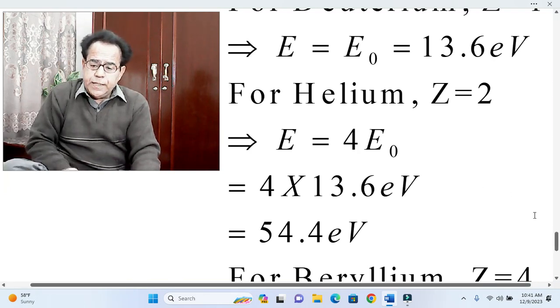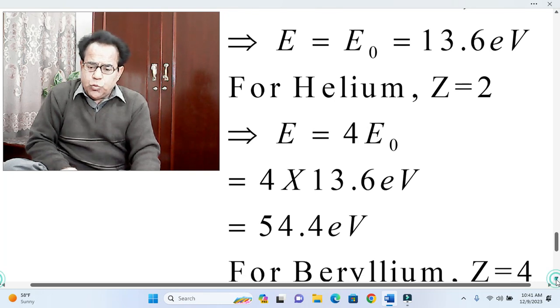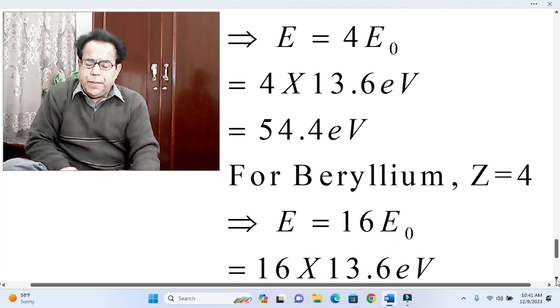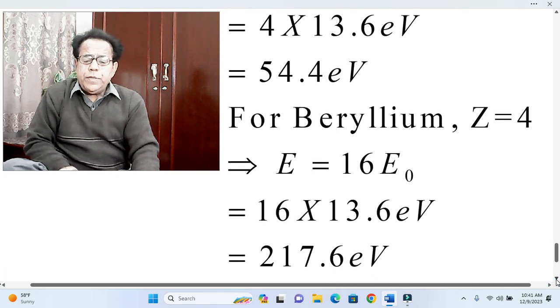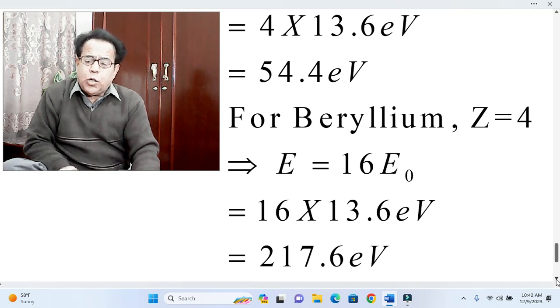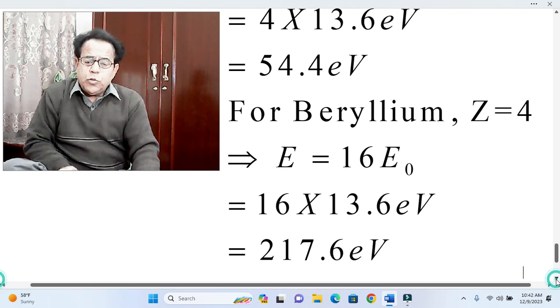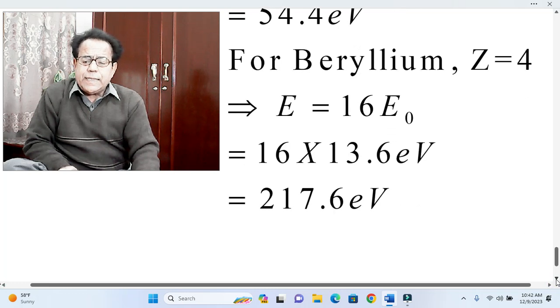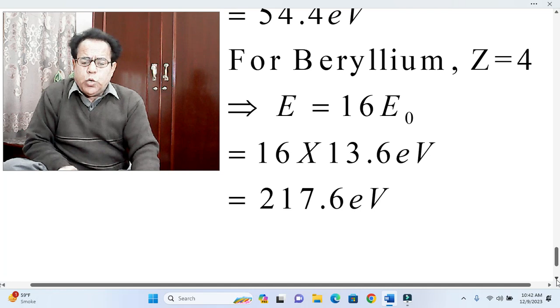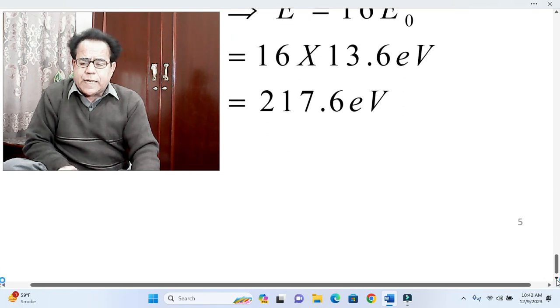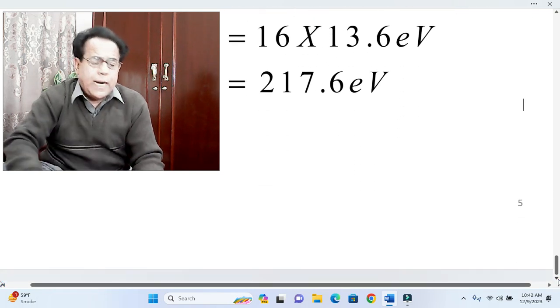Dear students, now we are coming towards beryllium. For beryllium, atomic number Z is equal to 4. So this implies that E will be equal to 16 E naught, because square of 4 is 16. So 16 E naught means 16 into 13.6 electron volt, and hence for beryllium E becomes equal to 217.6 electron volt. And this is the end of our problem.